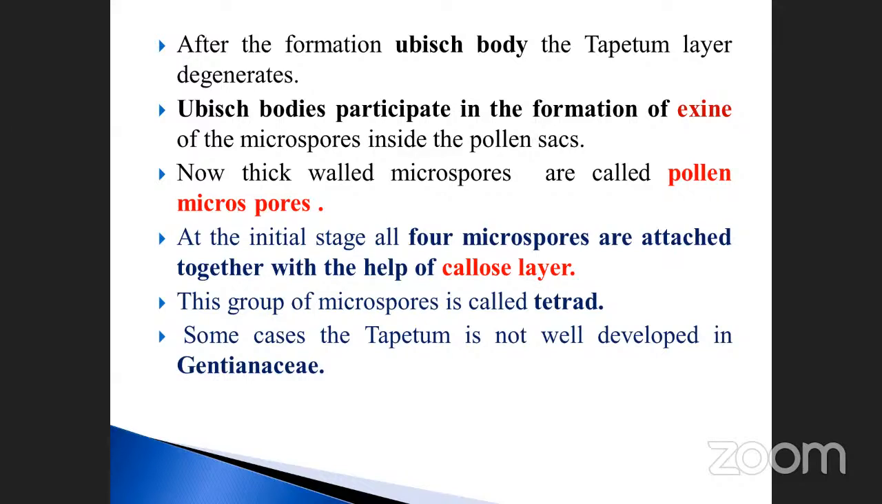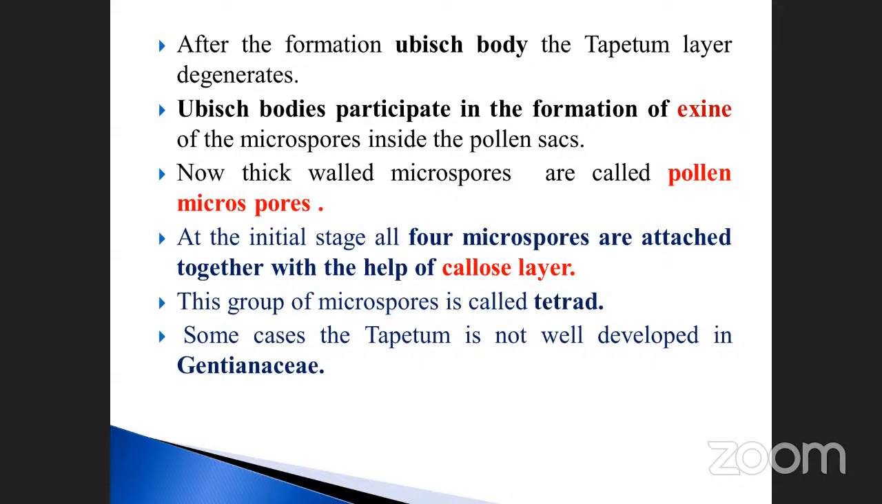Sorry, the pollen grain has 2 layers. One is called exine and another one is called intine. Here the Ubisch body is essential for the formation of the exine. Very, very important things. Now, the thick-walled microspores are called pollen microspores.